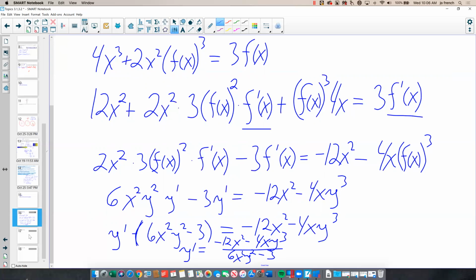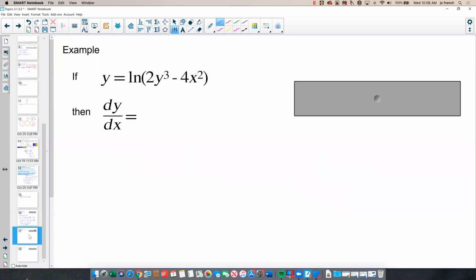Let's look at another example. All right, here y is the natural log of 2y cubed minus 4x squared. Once again, I'd start by saying I have two places where I have a y, so I should have two terms with a derivative of y after I've taken my first pass through with the differentiation process.